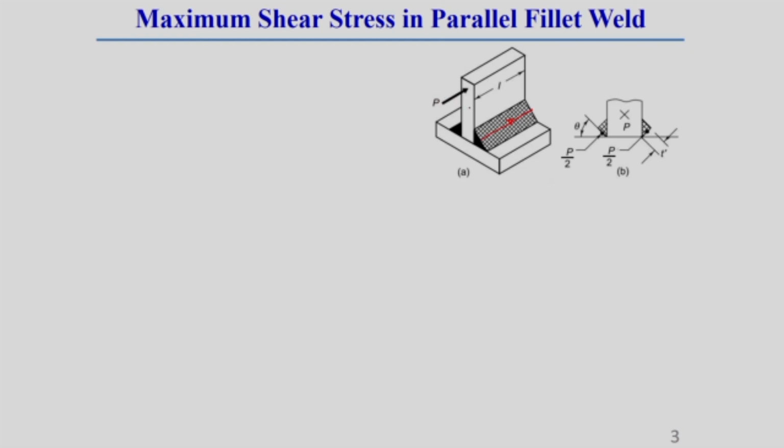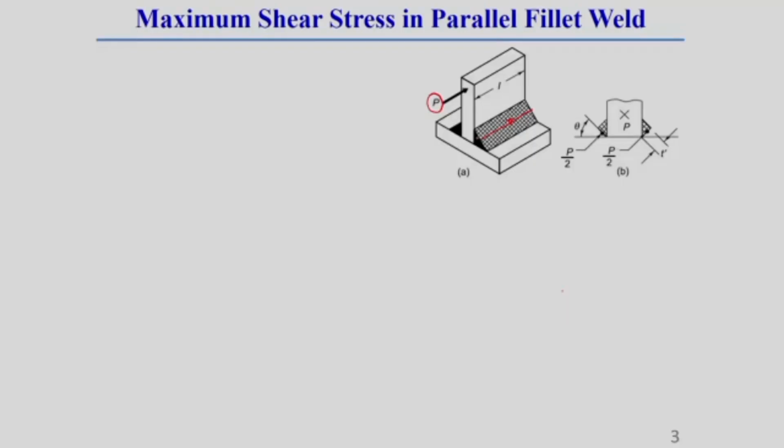Here let this weld be subjected to a load P, which I am showing here. As this load is along the direction of the weld length, that is, the load is parallel to the direction of the weld length, it is called parallel fillet weld. Now, we will find the maximum shear stress in parallel fillet weld, and also the direction of this maximum shear stress with the horizontal axis.